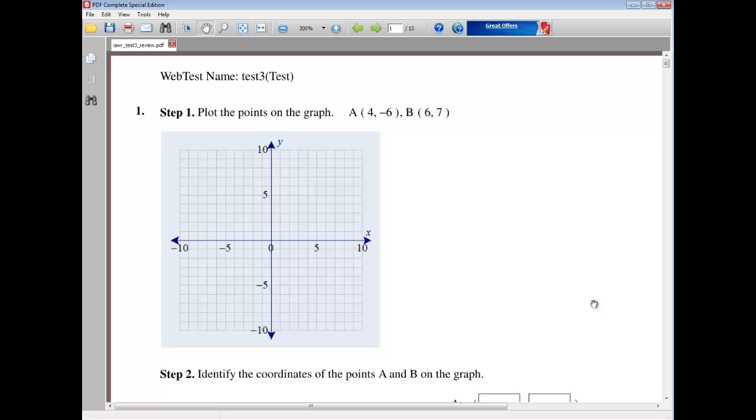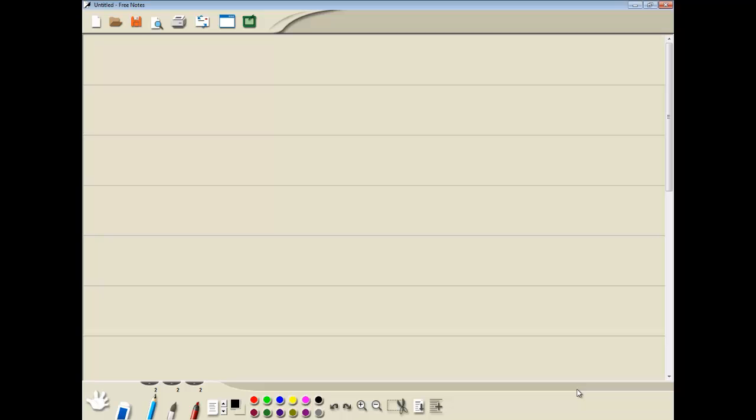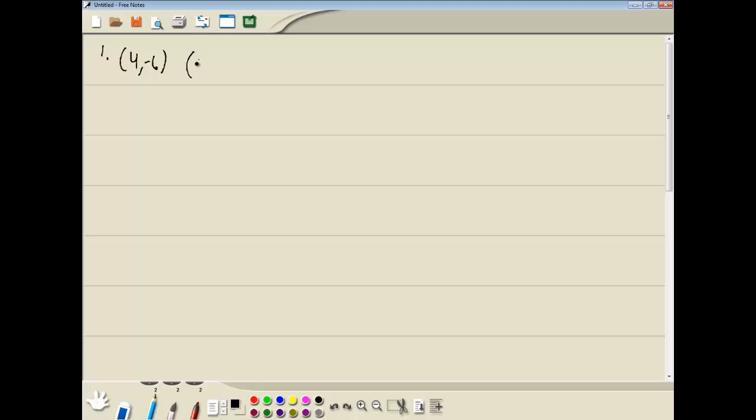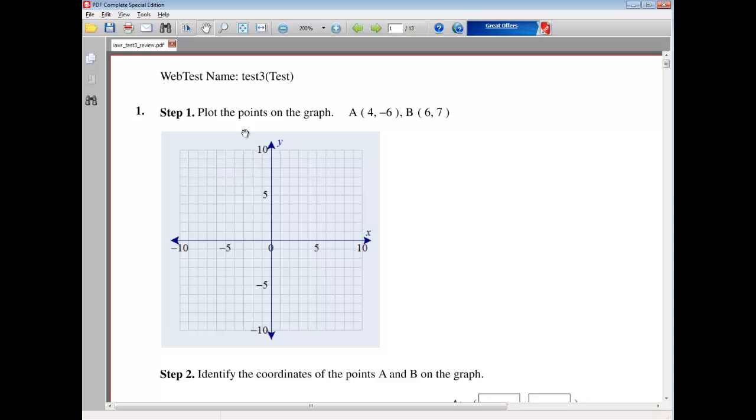Take a look at our first problem. I want to plot these points on the graph. So we've got 4, -6. And we got 6, 7. And step 1, plot the points.